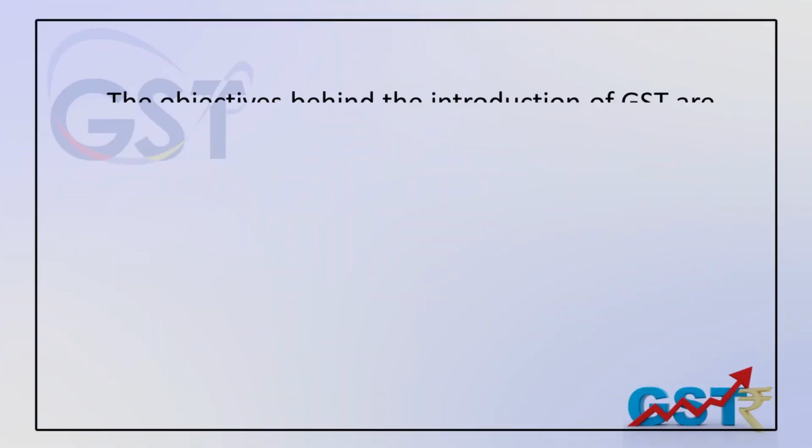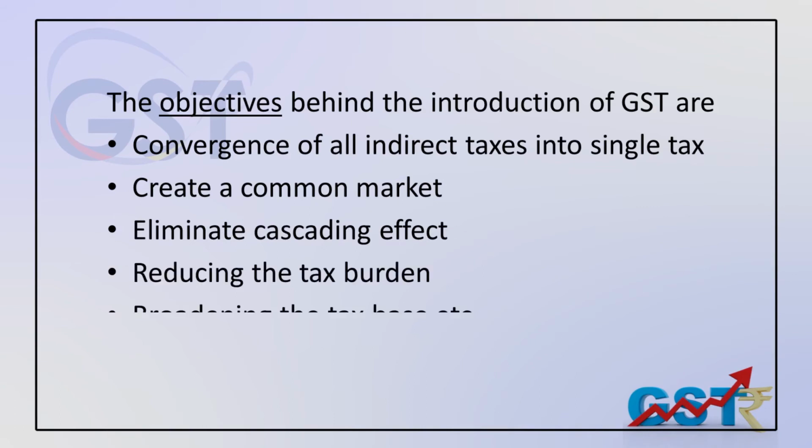Now why has the GST been introduced in our indirect tax structure? There are various reasons. We can summarize. For the following reasons the GST has been introduced. The major objective is to converge all the indirect taxes into a single tax. It will create a common national market.